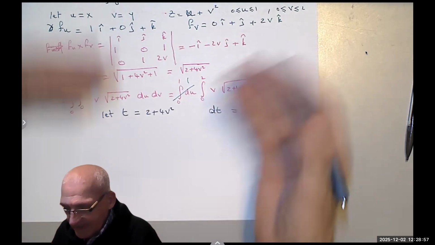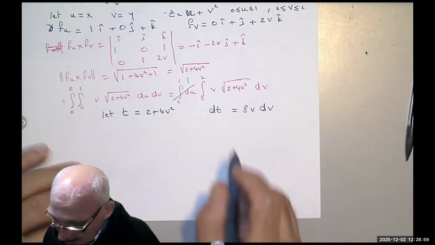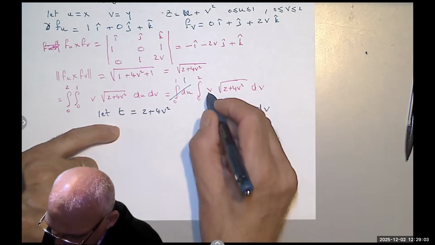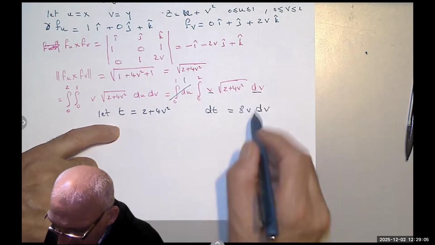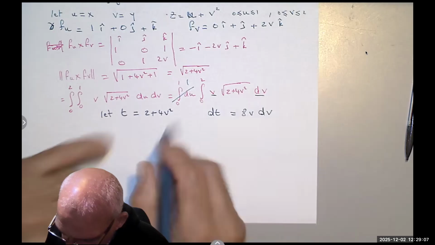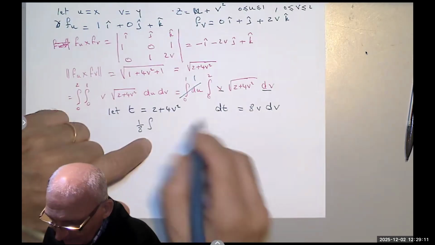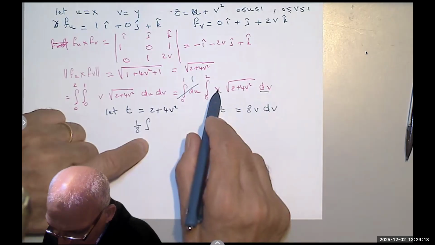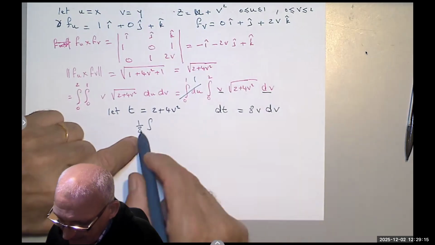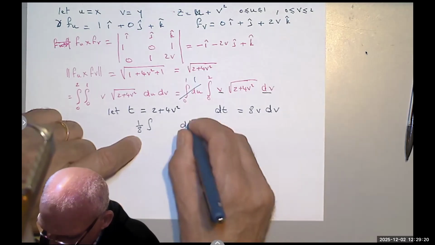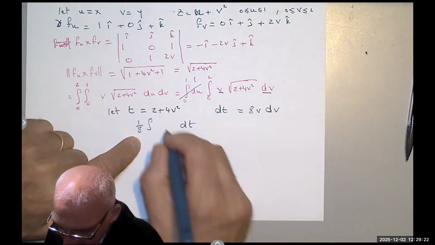And now I'm going to write back in terms of t. I have v dv, meaning dt over 8. So it's the integral, 1/8. So I already took v and dv, divided them by 8 to get dt. And what's inside the radical was t.